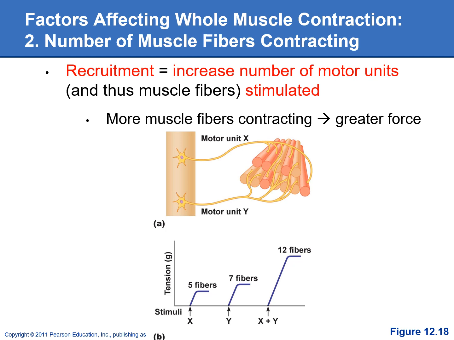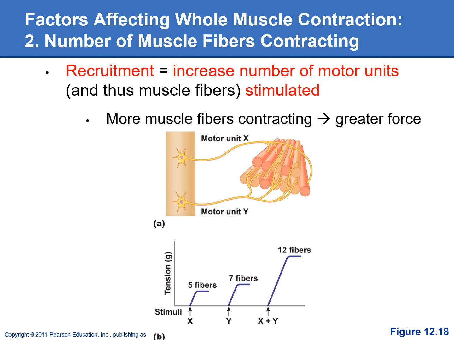So the number of muscle fibers that are contracting, that's affected by recruitment. In recruitment, we're going to increase the number of motor units, and that involves the number of muscle fibers that are going to be stimulated. So the more muscle fibers that are contracting, the greater amount of force that you're able to produce.